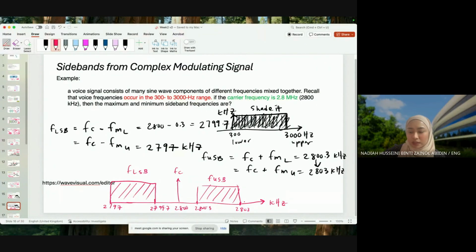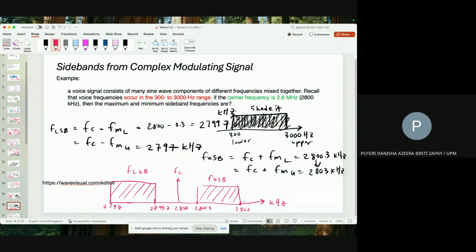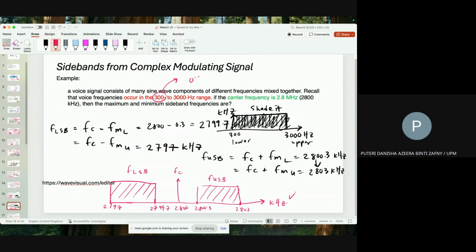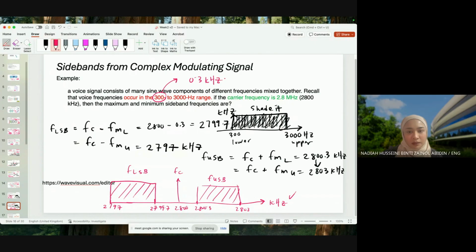Any questions about this? Is this confusing, or is this okay? Do you understand it? Doctor, can I ask, why 2800.3? 2800.3 because 300 is in hertz. I am working with kilohertz, so if I convert this, it's 0.3. Okay. Any other questions?